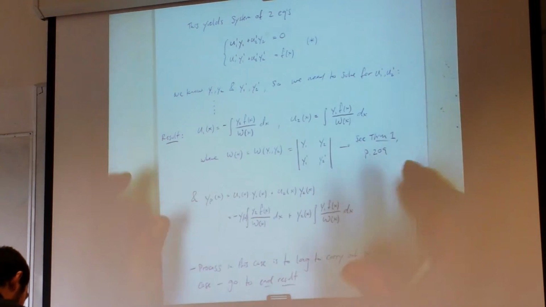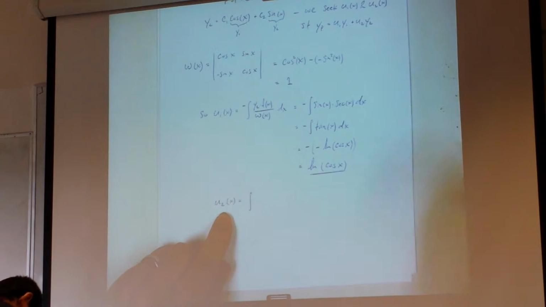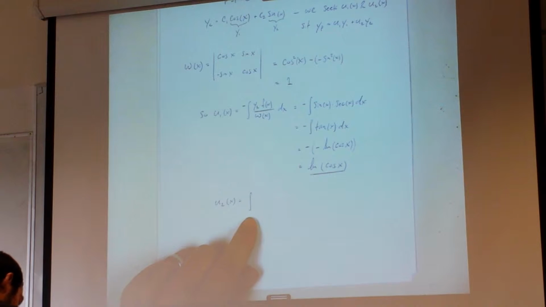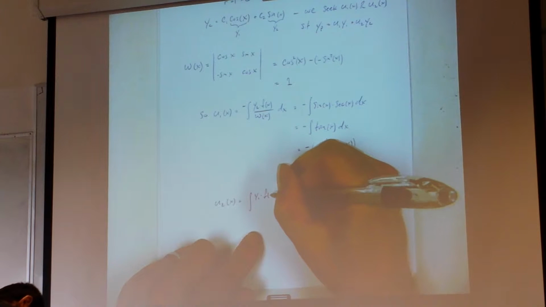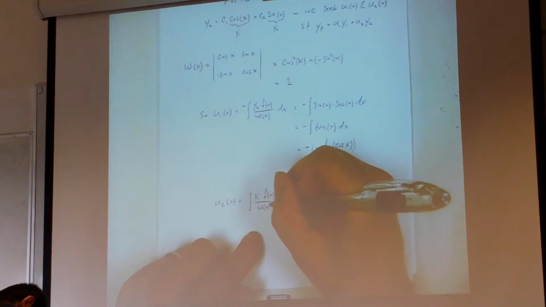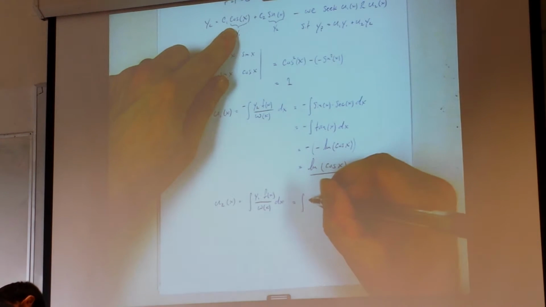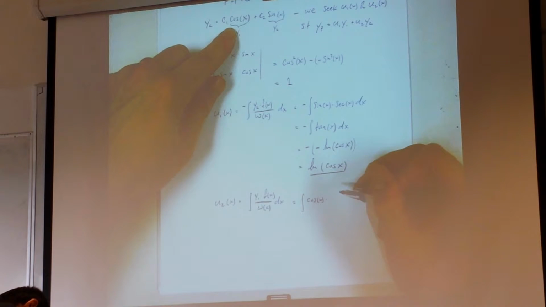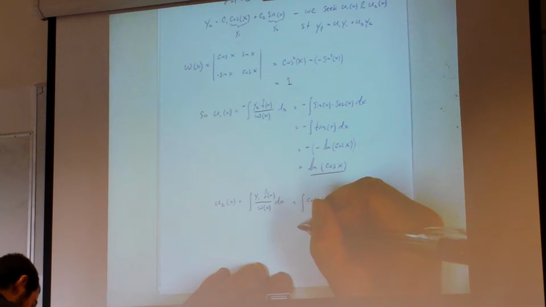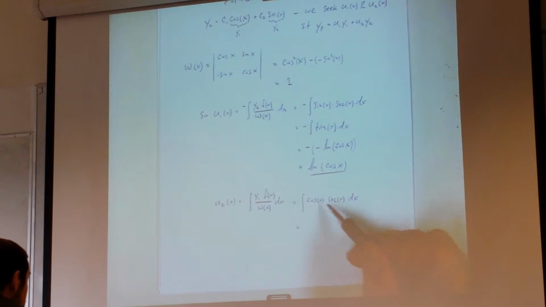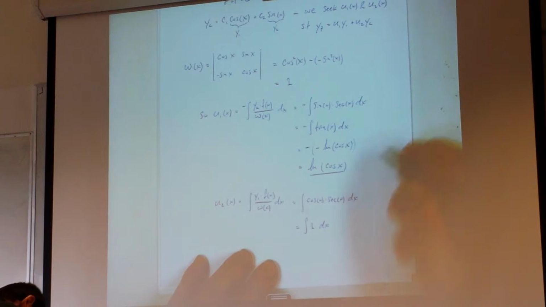Okay. All right, so our u2 of x will be the integral of y1 times f of x over the Wronskian, and y1 is what? Cosine. So cosine x times f of x, which is secant, and secant is 1 over cosine. Yeah, we get the integral of 1 dx equals x.